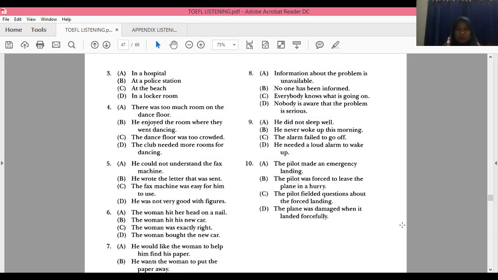Number 9. Did you sleep well last night? If the alarm were not so loud, I would never have woken up. What does the man mean? Number 10. I could not believe the story in the news about the problem with the airplane. Yeah, I saw it too. The pilot was forced to land the plane in a field. What does the man mean?